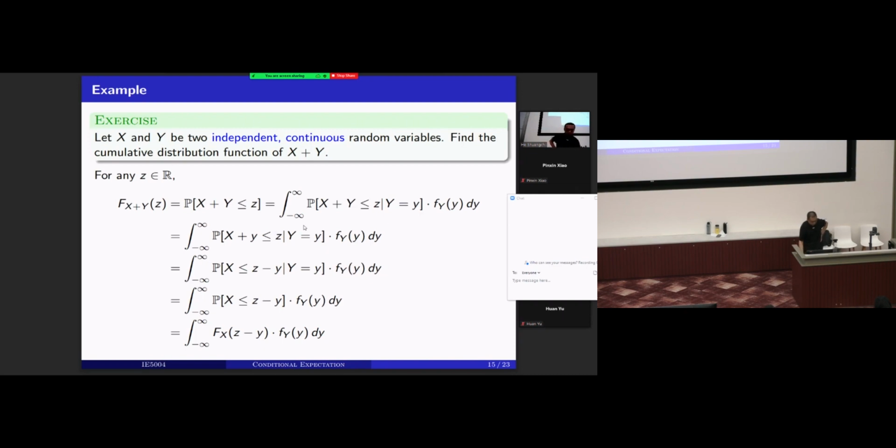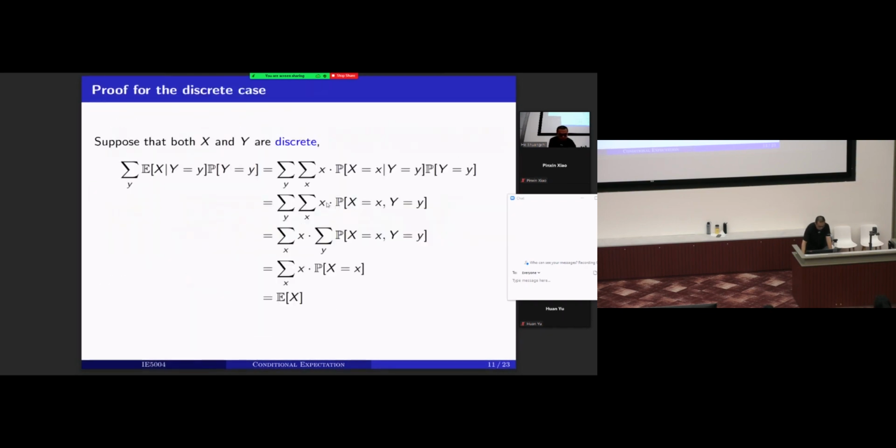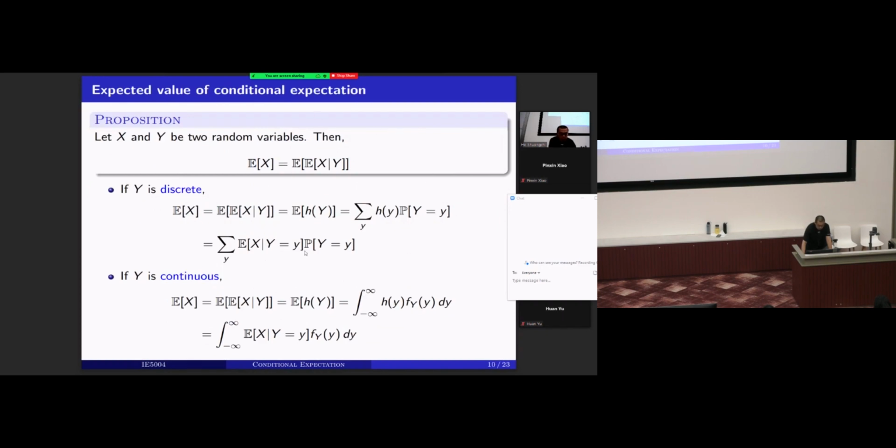So here, suppose we have two independent continuous random variables, X and Y. We wish to know the CDF of the sum of them. Suppose that we know the distribution of each of them, and we wish to know the CDF of the sum. So let's see how to use this idea to calculate this.